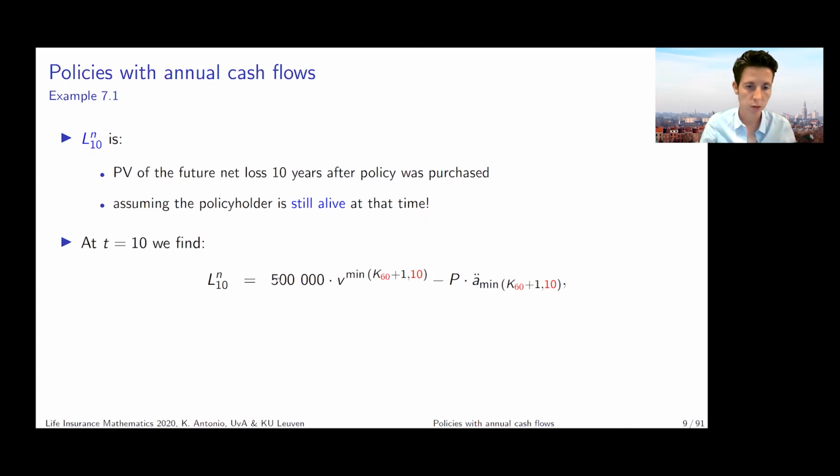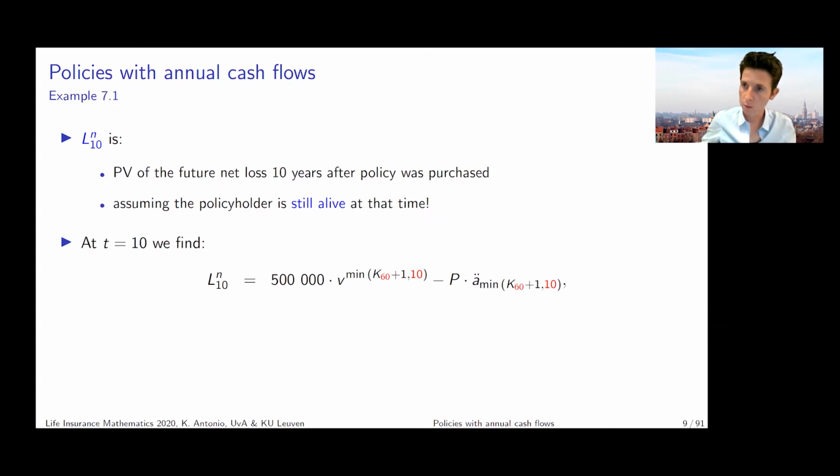The sum insured is still 500,000 euros. So this is my obligation towards my policyholder valued at time 10. If I look at what will be the premiums that my policyholder is going to pay into the future, well, my policyholder is 60 years old. He or she will pay a premium P at time 10, at time 11, 12, and so on.